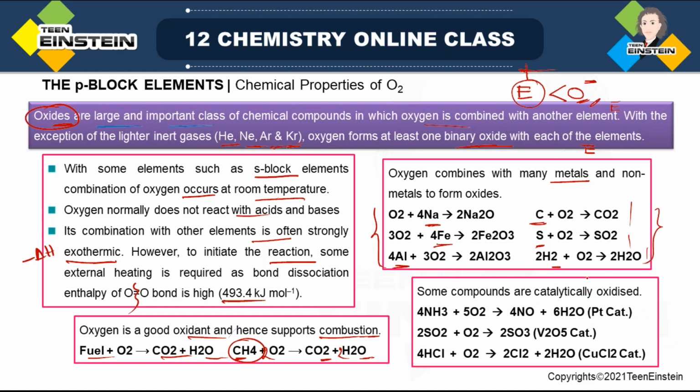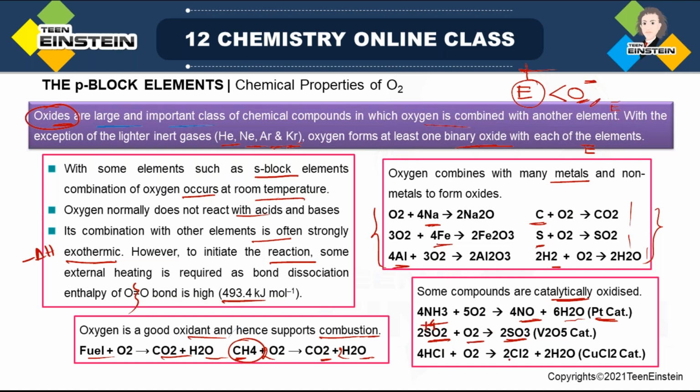In some cases you have to add some catalyst, simply mixing is not enough. For example, the reaction between ammonia and oxygen. In this case you have to use a platinum catalyst, and the product is not a single product. Products are nitric oxide and water. Then the reaction with sulfur dioxide. SO2 is an oxide of sulfur, but now you are getting another oxide of sulfur, which is SO3. Here oxygen is acting as the oxidizing agent.